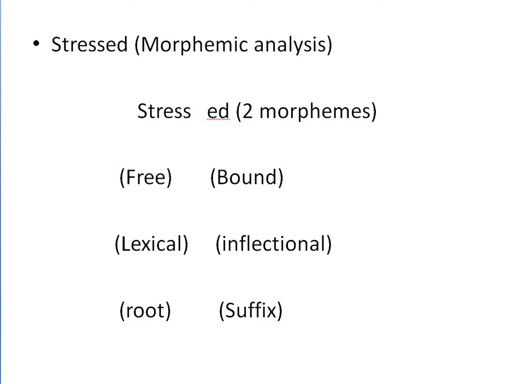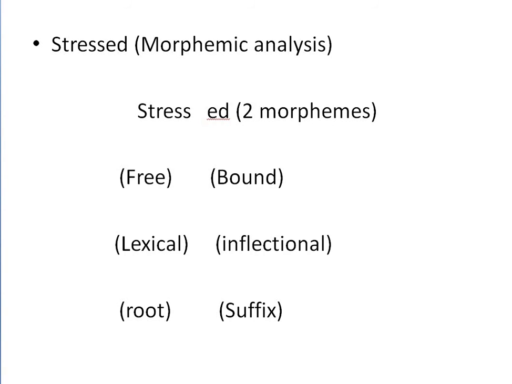And ed is a bound morpheme. Which type of bound? It shows the past tense, the tense of a word. The morpheme that shows tense is an inflectional morpheme. So which type of bound? Not derivational, it's inflectional. And in terms of affixes, it's a suffix, an attachment at the end. So in this way we have analyzed the word stressed in terms of morphemes.